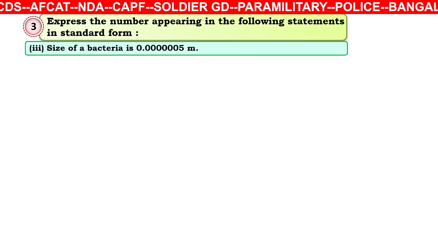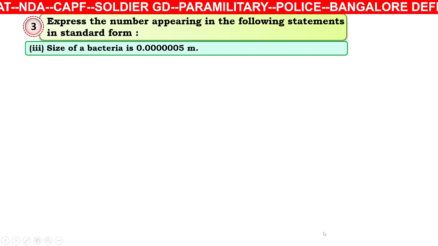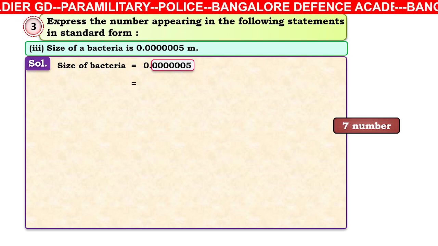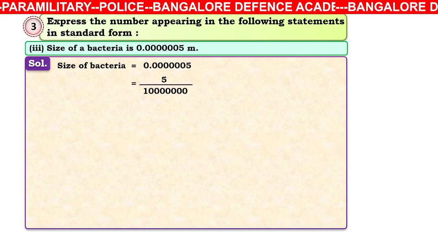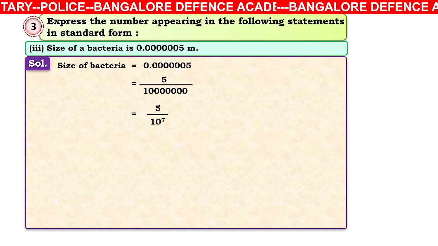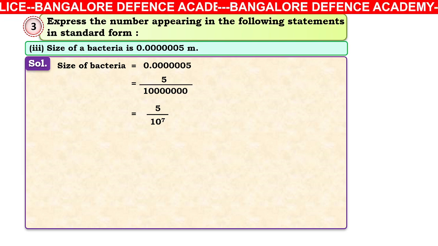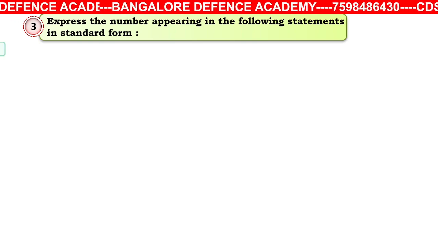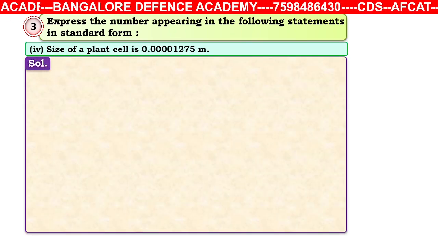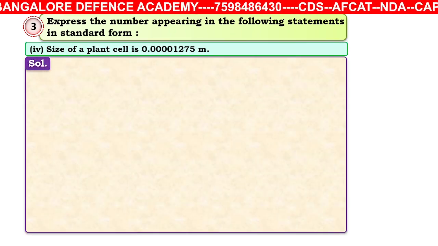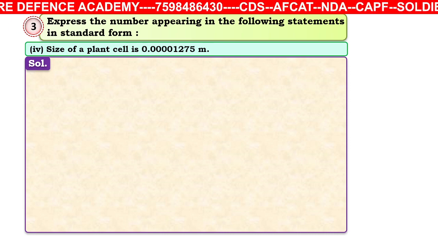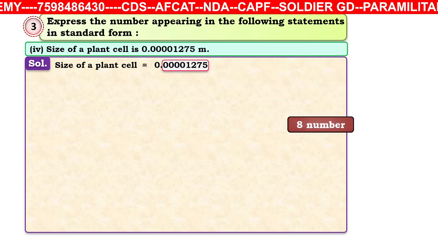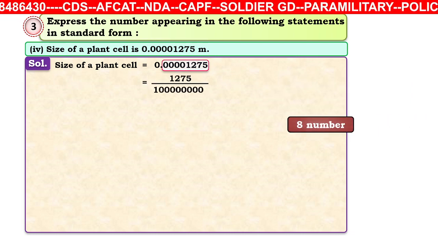Next, the size of a bacteria is 0.000... Some number is given. You have to count the number of zeros. That means 5 divided by that many zeros, so you have 5 divided by 10 to the power of 7. If the 10 to the power of 7 goes to the numerator, this will also be 10 to the power of minus 7. Okay, next, the size of a plant cell is 0.000... Some number is given. Count the number of digits after the point. Write down that number, that is 1275, divided by that many zeros down.